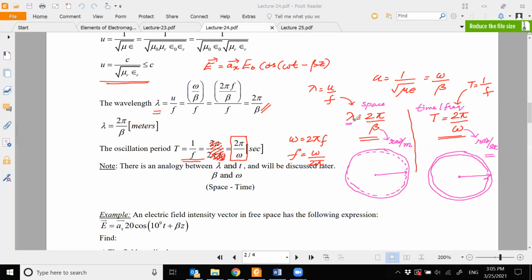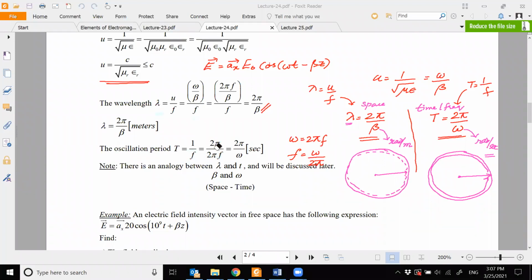So: wavelength, time, angular frequency, and the phase constant. I hope it is clear to you. Because this is in the angular domain, it is with respect to 2 pi. If you make one complete rotation, that is 2 pi, 360 degrees, and that is nothing but one time period. Here also, one complete rotation, which is 2 pi radians or 360 degrees, is equal to one wavelength. So this is the space-time analogy.